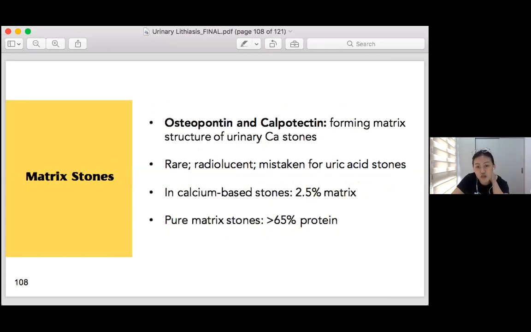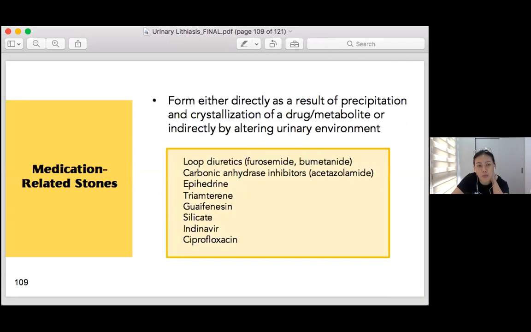For matrix stones, there has been an association found between urinary proteins and stone formation, such as osteopontin and calprotectin, which form the matrix structure of urinary calcium stones. These kinds of stones are quite rare, and they're also radiolucent, so they can be mistaken for uric acid stones. For medication-related stones, drugs can induce precipitation or crystallization either directly or indirectly by altering the urinary environment. So these are the different kinds of drugs that can affect this.